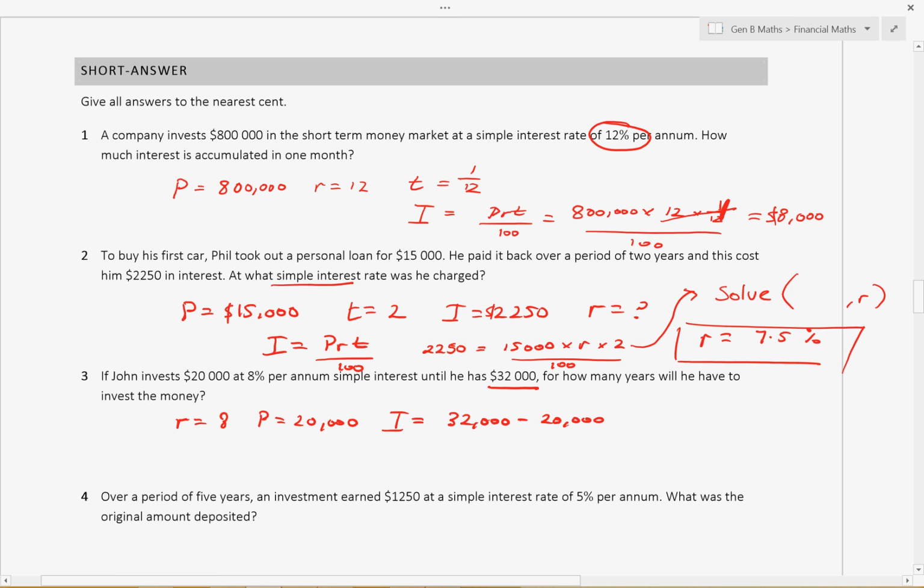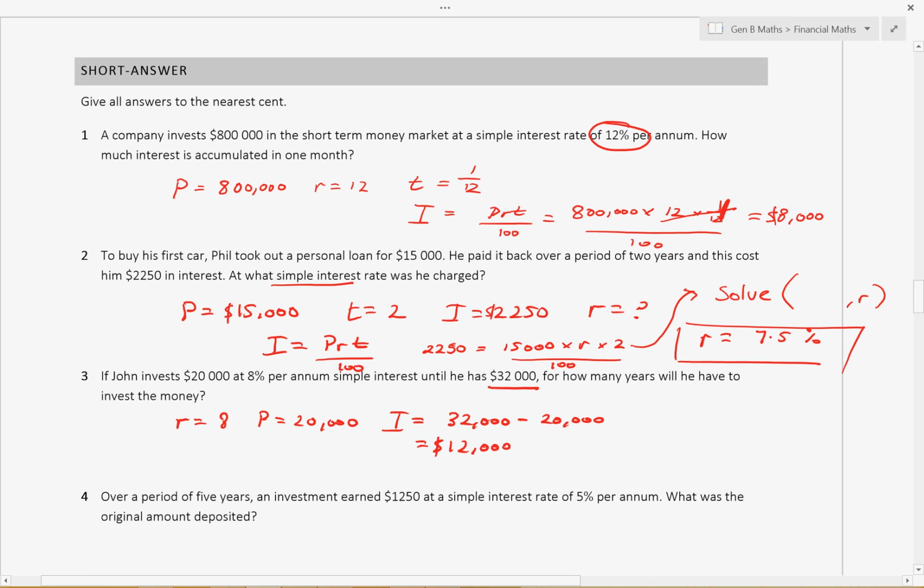And this is where some of the students were using the 32,000. If you know formulas, well and good, but you've got to understand the difference that the interest earned isn't 32,000, the interest that we've got to subtract away the principal amount. So that's $12,000. Okay? Now, $12,000, we know I, we know P, we know R.